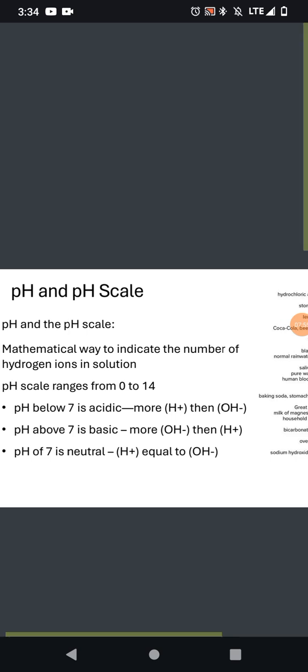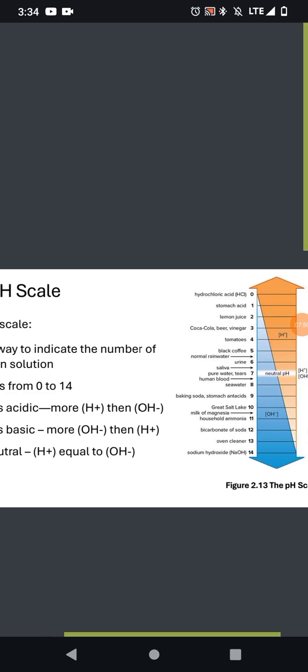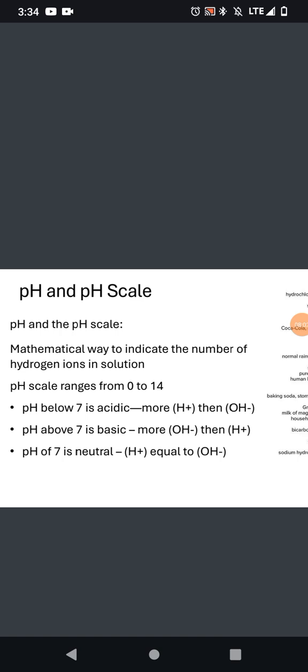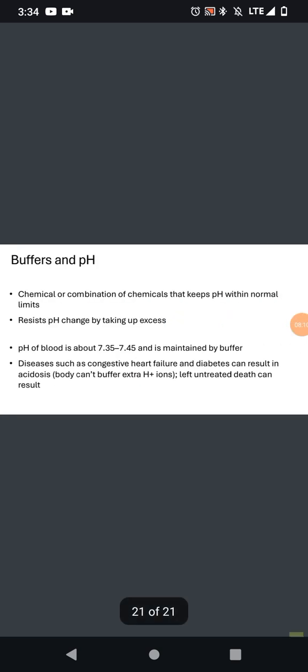And then a pH of 7 is neutral. Hydrogen is equal to hydroxide. I don't know why that took me so long.